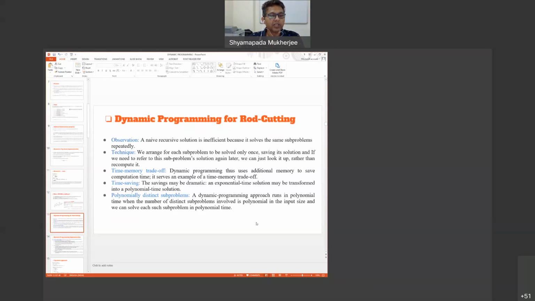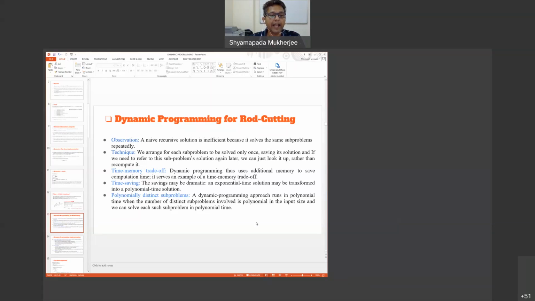Okay, so the only thing we need to use extra is memory, because in a normal recursive procedure we don't need any external or extra memory to store the pre-computed values. But if we want to use this dynamic approach, to avoid computing the same subproblem again and again, we can store it in a table, and that's why we need some extra memory. So it is called a time-memory trade-off.